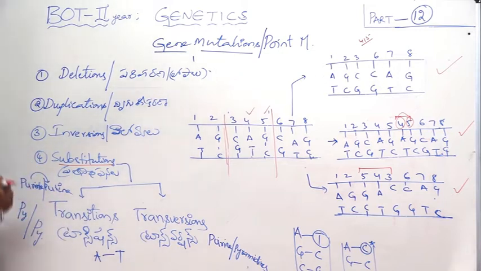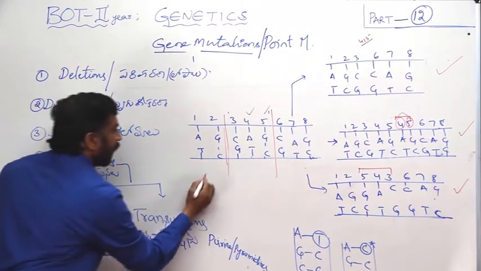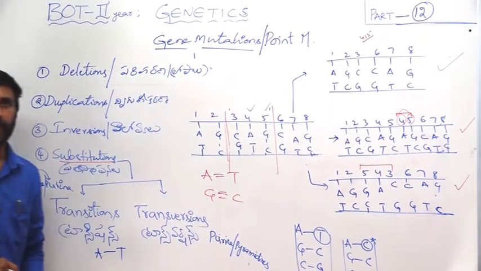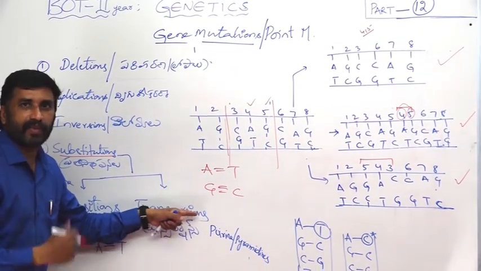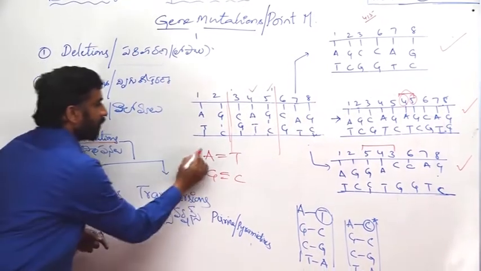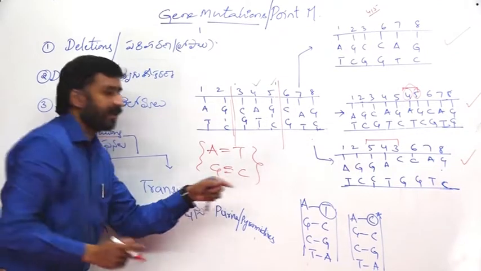We know that if a purine is replaced by another purine, always we know that adenine pairs with the thymine and guanine pairs with the cytosine. So in a DNA sequence, adenine pairs with thymine, guanine pairs with cytosine, and these two are the purines and these two are the pyrimidines.